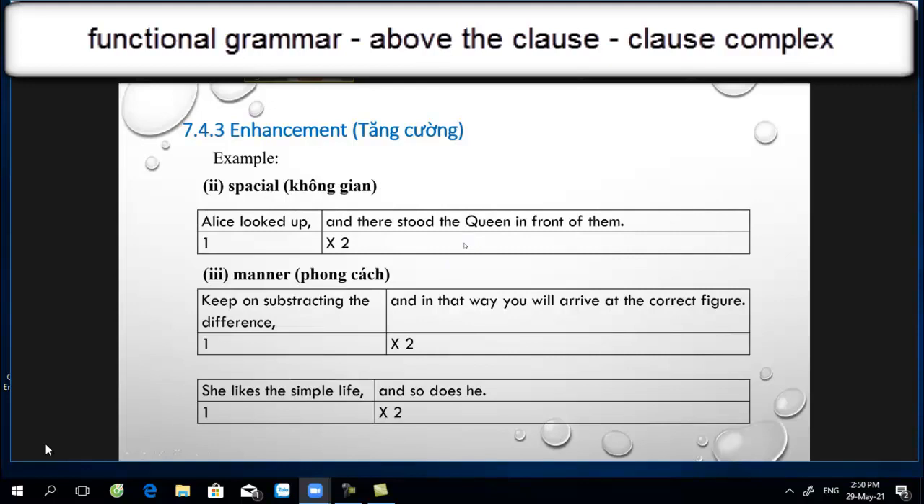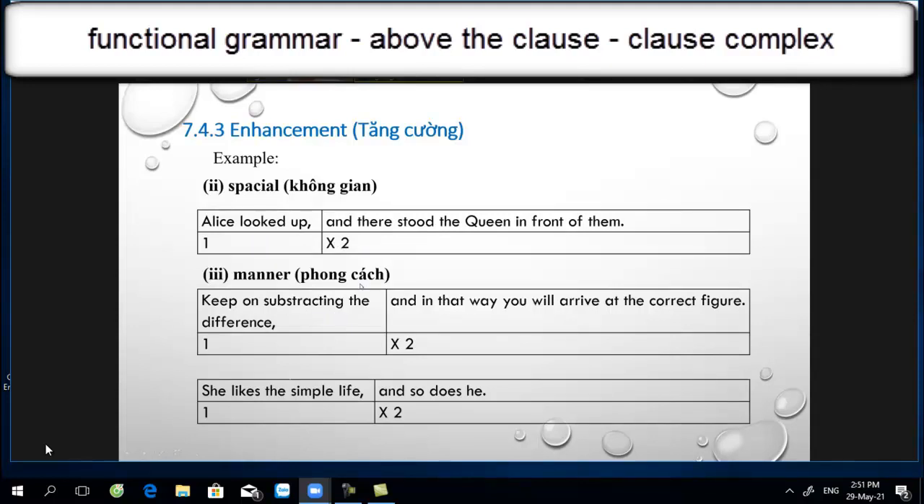Mr. Duy, can you call another one, please? I call Miss Ngọc. Oh, from the beginning, Miss Hải, right? Yes. "Alice looked up, and there stood the queen in front of them." Okay. And about the manner?